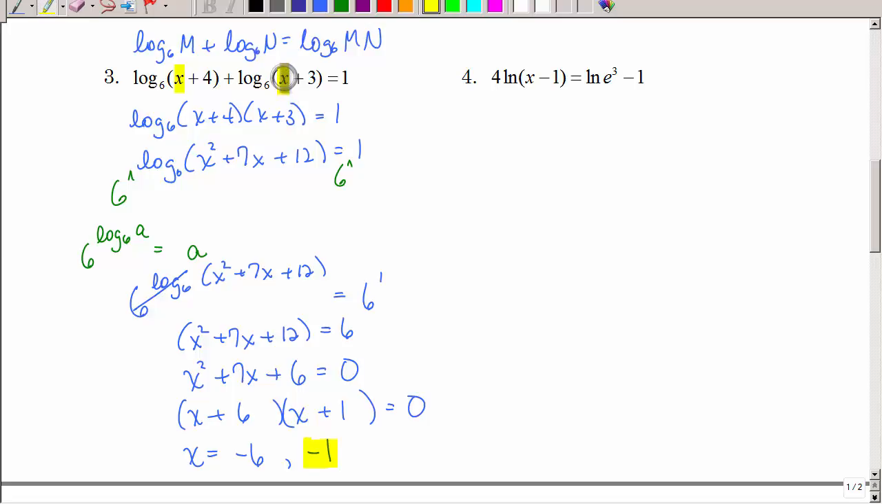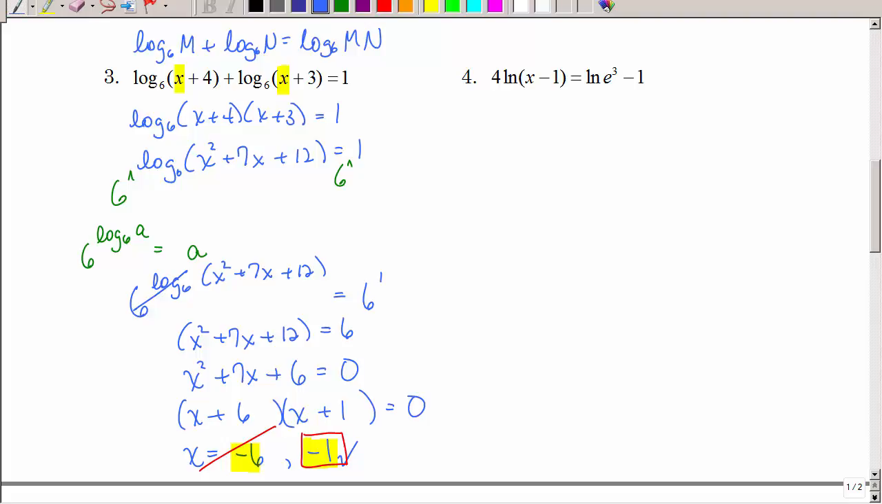On this one, if I stick negative 1 here, plus 3, I get positive 2. So that's okay. So this answer is acceptable. What about negative 6? If I put negative 6 plus 4, that's going to be negative 2. That is not acceptable. So we don't want to erase it. Just put a line through it. That's called an extraneous solution. X equals negative 1 is our only true solution.